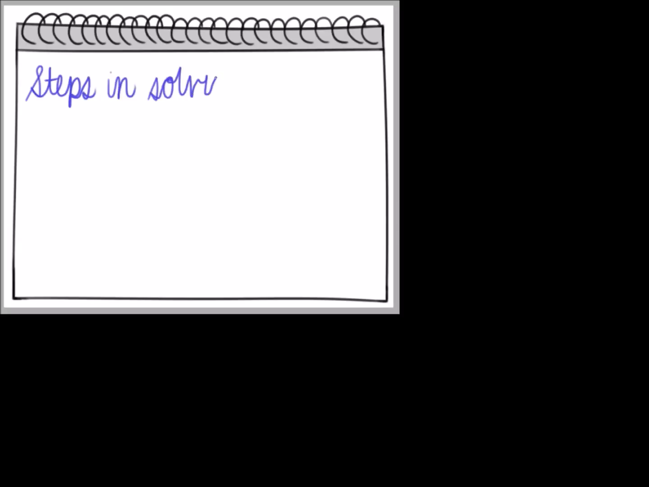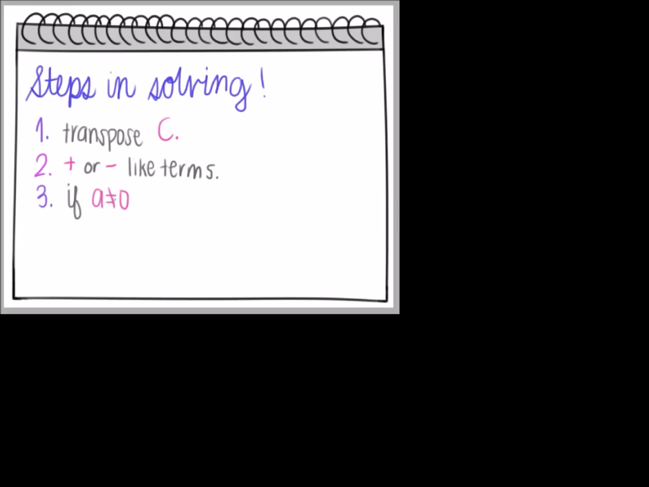Now we will discuss the steps. First, transpose constant c to the opposite side. Next, add or subtract like terms. If a is not 1, divide both sides by a. Next, take the square root of both sides. And lastly, solve the resulting equations.